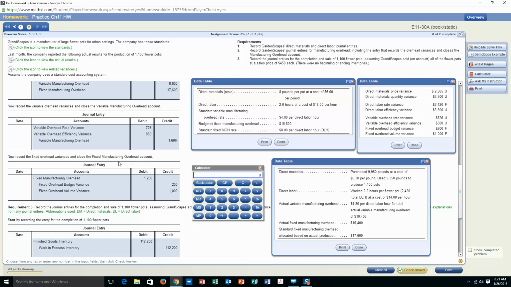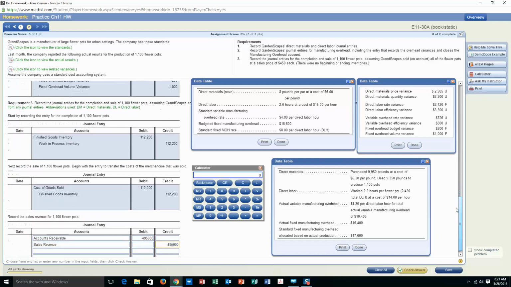Now we make our corrections for our variable overhead rate. They're both unfavorable, so we debit both of those. We credit variable manufacturing overhead. We go to the fixed overhead variances. They're both favorable, so we credit those. We add them together, put it into the fixed manufacturing overhead.